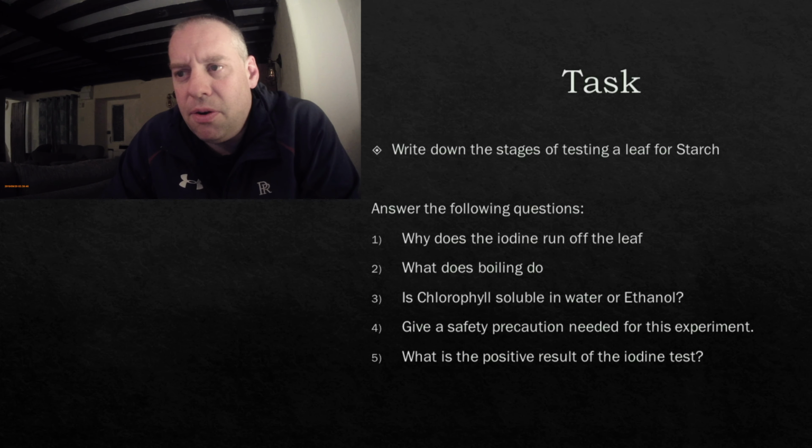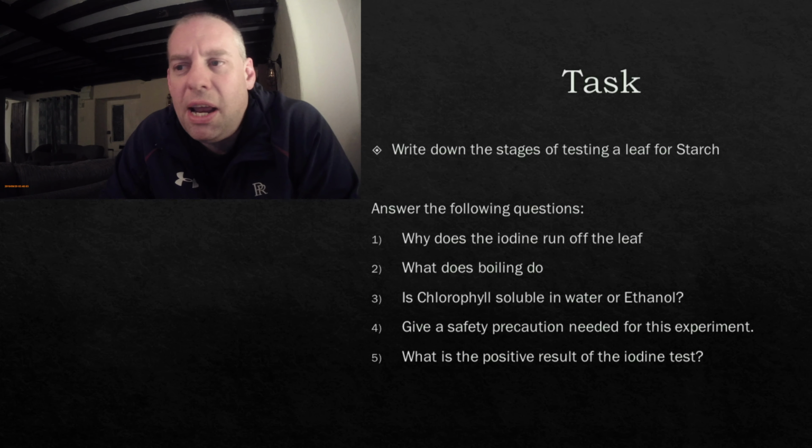So here are the questions. Why does the iodine run off the leaf? So when you first put the iodine on, it ran off. You need to be able to explain what that is. What does boiling do, in this case, to the leaf? Why do we boil it? What is the purpose of that?